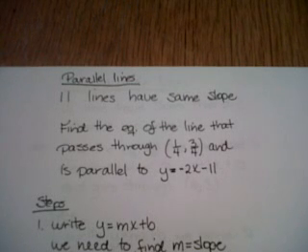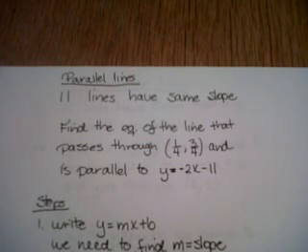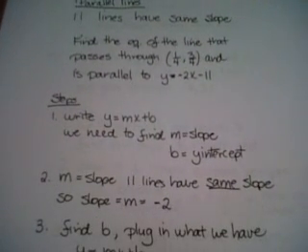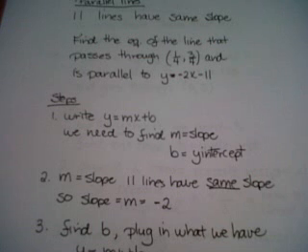So now we're going to look at writing equations for parallel lines, and parallel lines have the same slope. So if I asked you to find the equation of a line that passes through (1/4, 3/4) and is parallel to y equals negative 2x minus 11, here are the steps that we would follow. First, you would write y equals mx plus b. And what we need to do is find m, which is our slope, and b, which is our y-intercept.